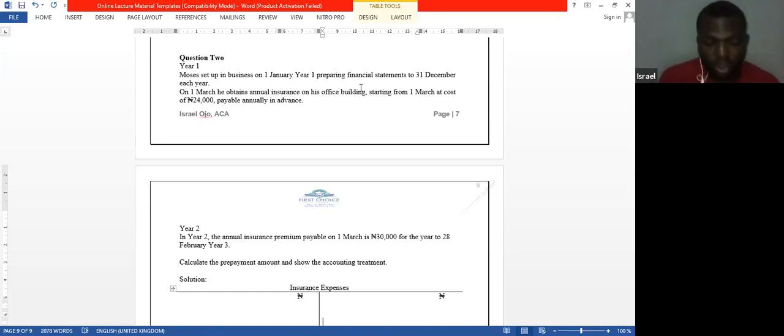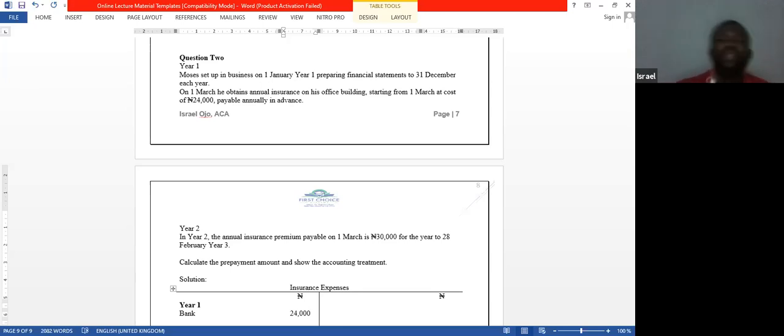The first thing we need to do is know the total amount of money that is paid. The total amount paid is 24,000 in year one. So we start by saying year one, bank pays 24,000, and we see 24,000. That's it. Now, in the month of March, we normally close our financial statements ending 31st December.